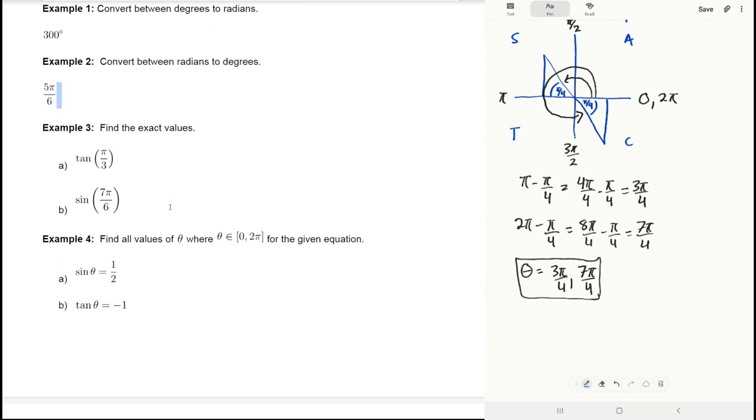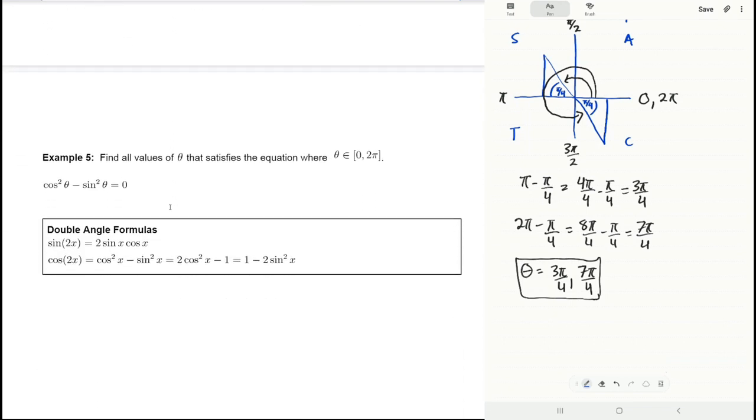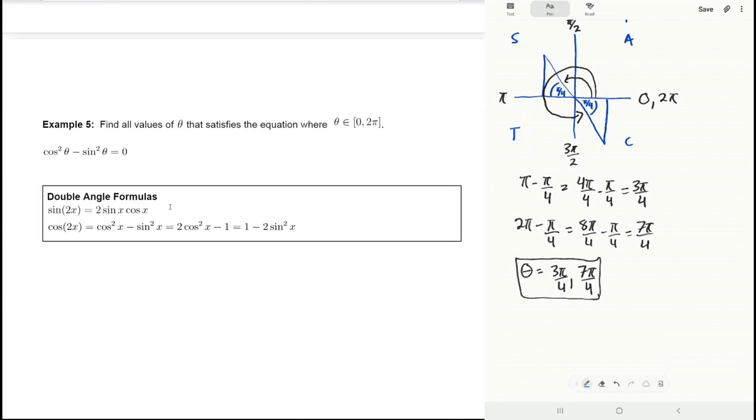So now let's have a look at one more example for solving certain equations with trig functions. Here we want to find all angles theta that satisfy the equation, where theta is between 0 and 2 pi. So our equation is cos squared of theta minus sine squared of theta is equal to 0. There are many different ways to solve for the angles of theta, and here is just one way.